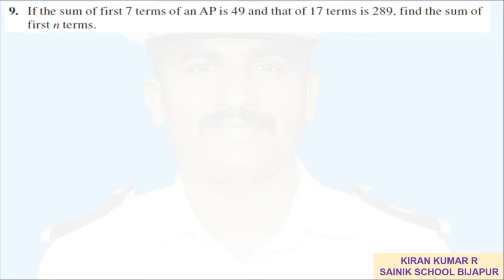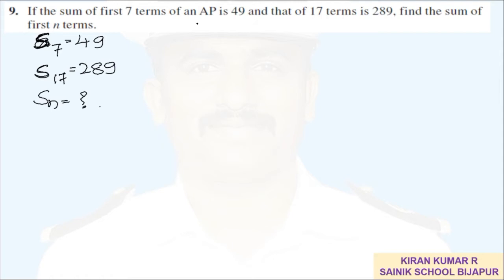Question 9. If the sum of first 7 terms of an AP is 49, so the given is, this is not the 7th term, it is the sum of first 7 terms, so it is S7, and they are given that the sum of first 17 terms is 289. Find the sum of n terms.